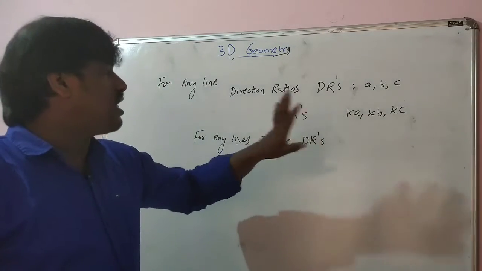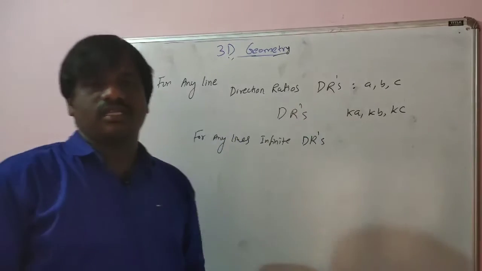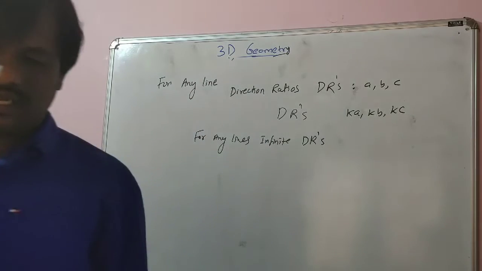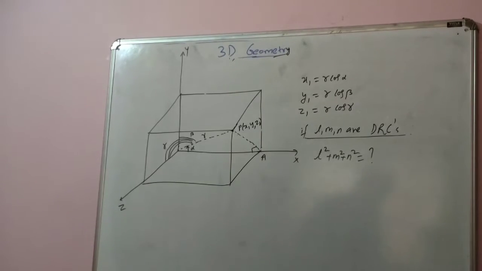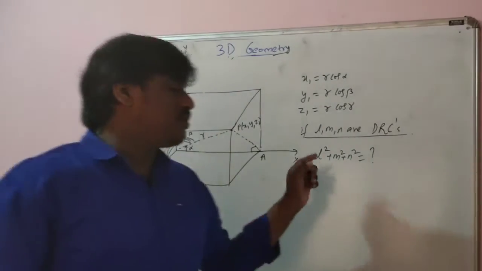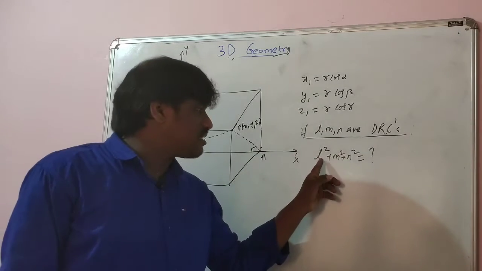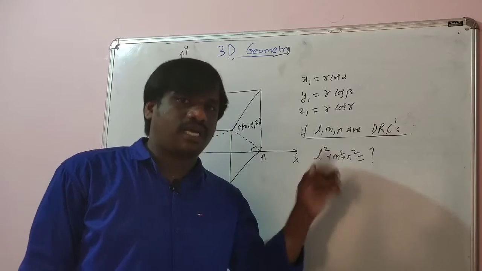And here you should understand that direction ratios are denoted by DRs and direction cosines are denoted by DCs. I'll give you more detail in the next lecture. Just see here, I made you understand what direction ratios are and what direction cosines are. But I just want to prove this one: I proved it in the previous lecture, l square plus m square plus n square is equal to 1. I will explain how you got that.